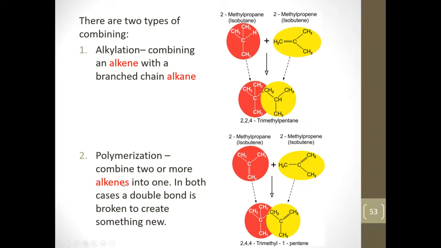Polymerization combines two or more alkenes into one. In both cases, a double bond is broken to create something new. Okay, so just combining: single bond and a double bond, alkylation; double bond, polymerization. Lots of things today to learn. Okie dokie.